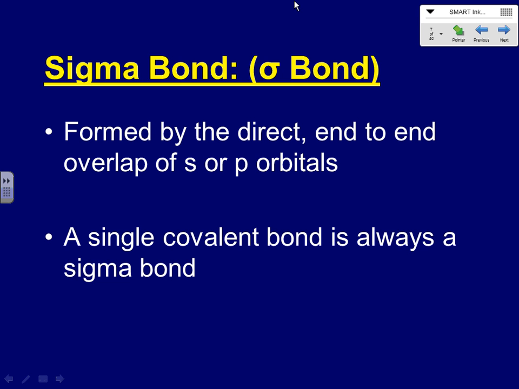So a single covalent bond is always a sigma bond. So if you've got a single bond, you're looking at it, you're thinking sigma bond. It's got to be due to end-to-end overlap of some orbitals in some way.